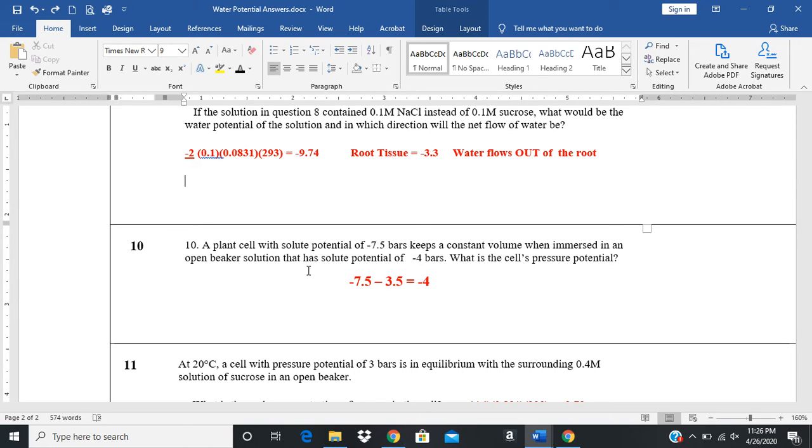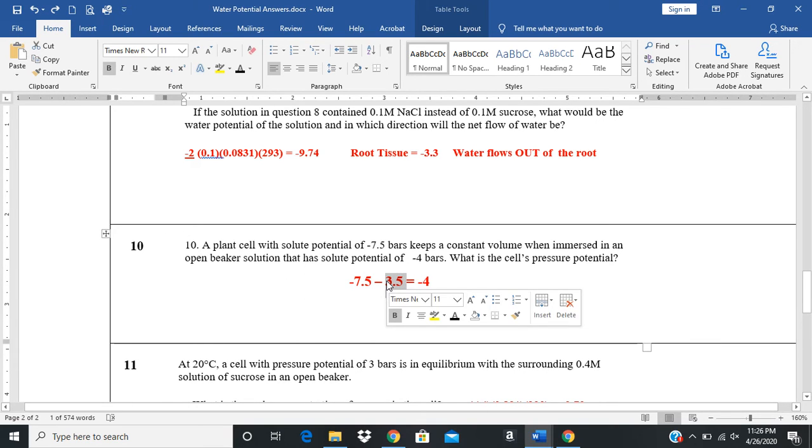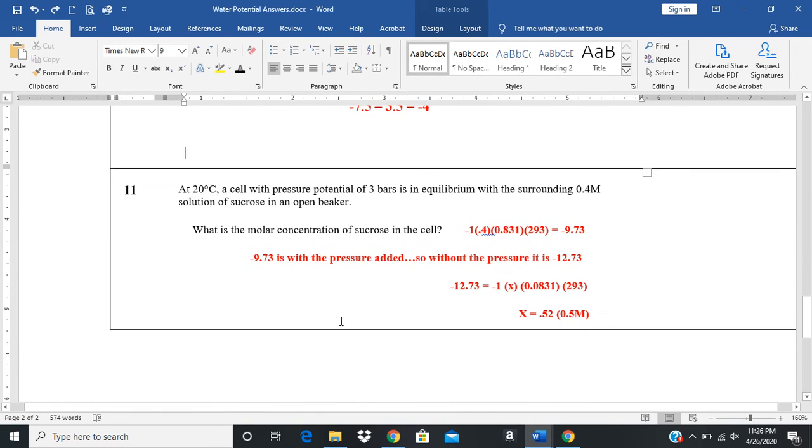So how do you get that? You have to add pressure. Okay, so 3.5 would be the pressure you add to that. Okay, and that gets you a negative 4. Okay. All right, number 11, last one.